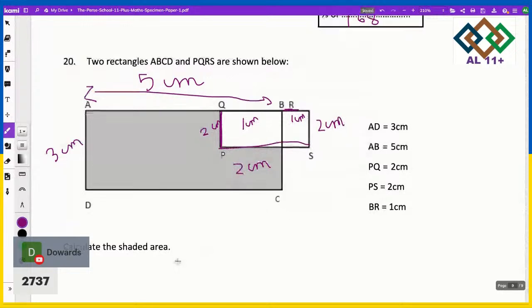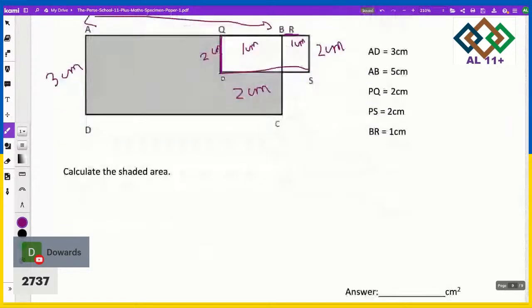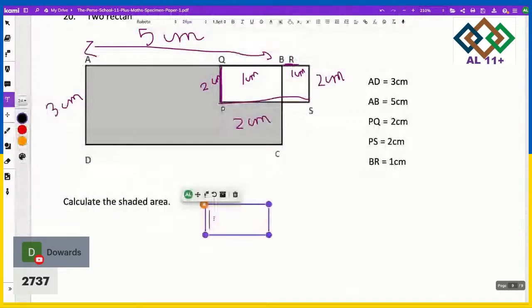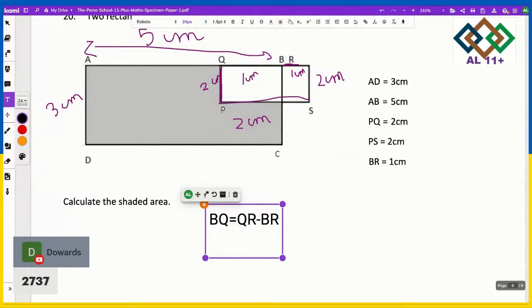So now they're telling you to calculate the shaded area. So let's do it. So you will do BQ equals QR minus BR, that is 2 minus 1, that equals 1 centimeter.